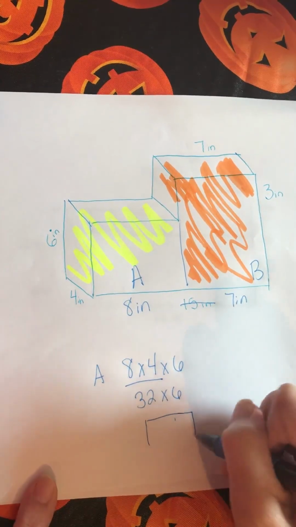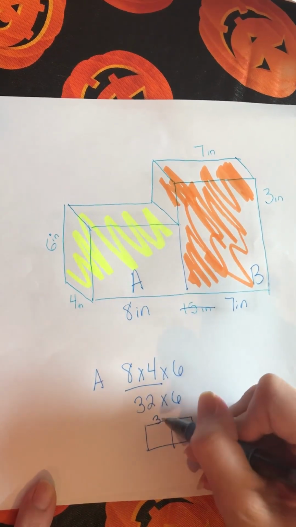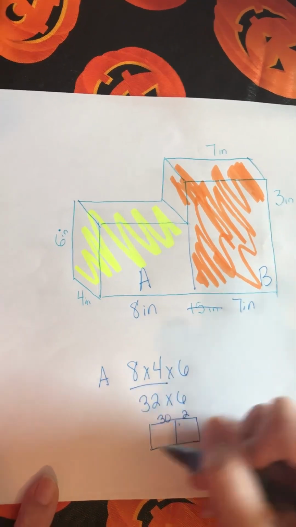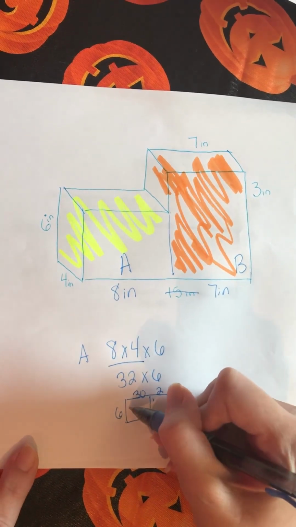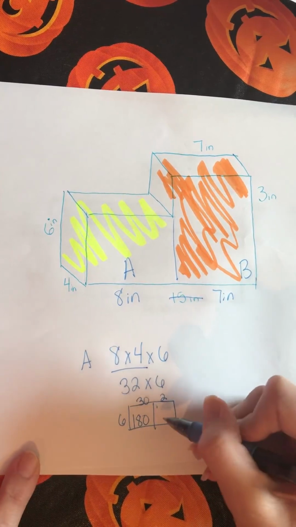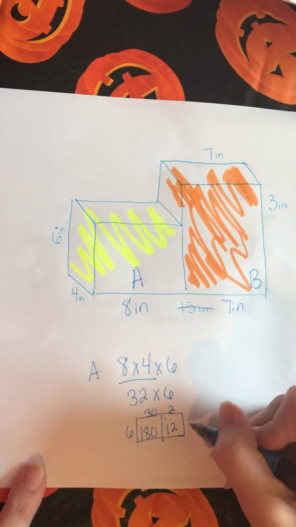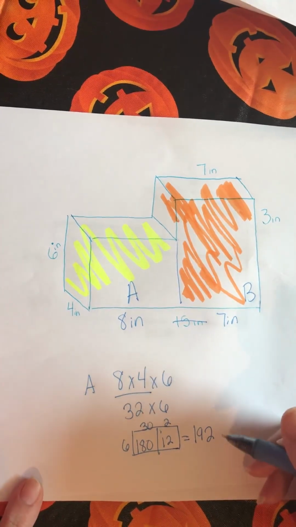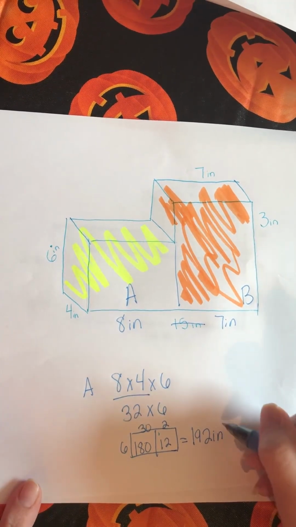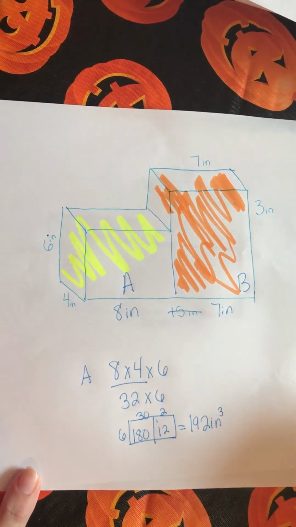And I could do an area model for this, and I could split up the 32 into 30 and 2, and multiply it by 6. So 6 times 30 is 180, and then 6 times 2 would be 12. I put that together and I get 192. So I've got 192 cubic inches.